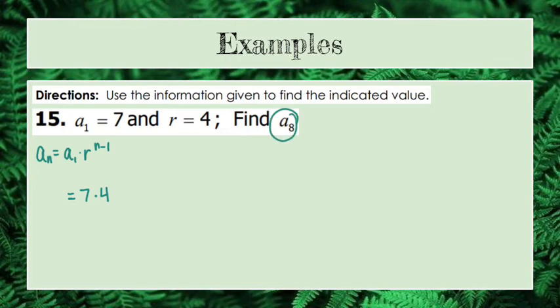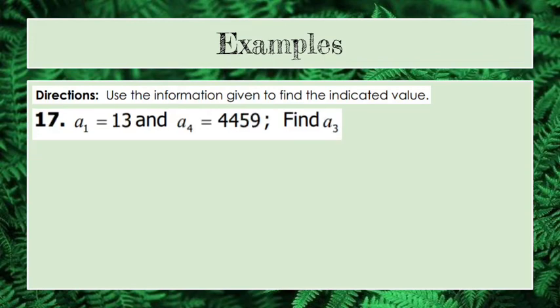And then it asks us to find A sub 8. So that means that n has to equal 8. And A sub n is what we don't know. So we are going to simplify this to solve for A sub 8. So 7 times 4 to the 7th power is 16,384. And then 7 times that big number is 114,688. And that is your answer for number 15.